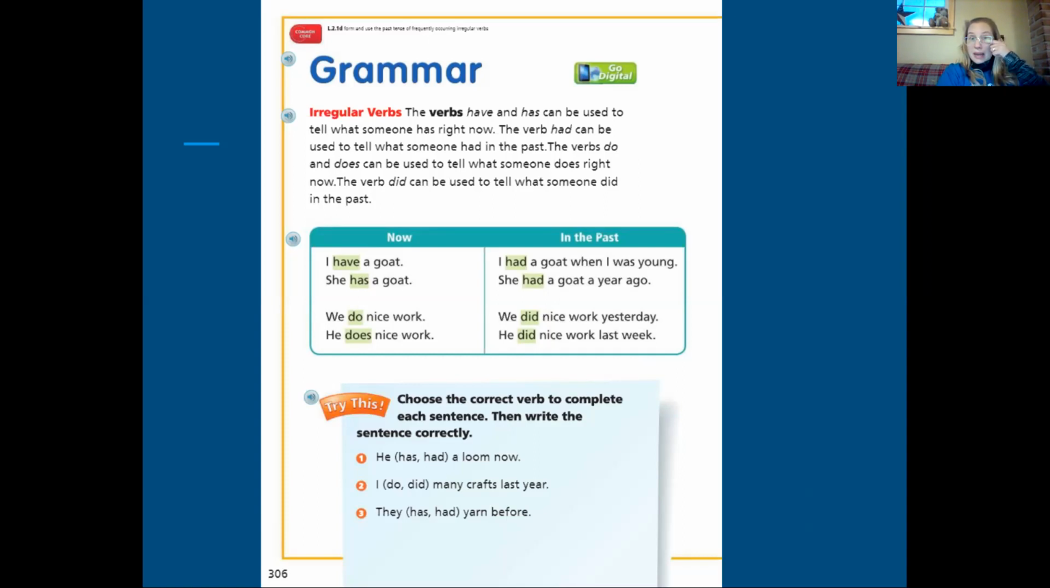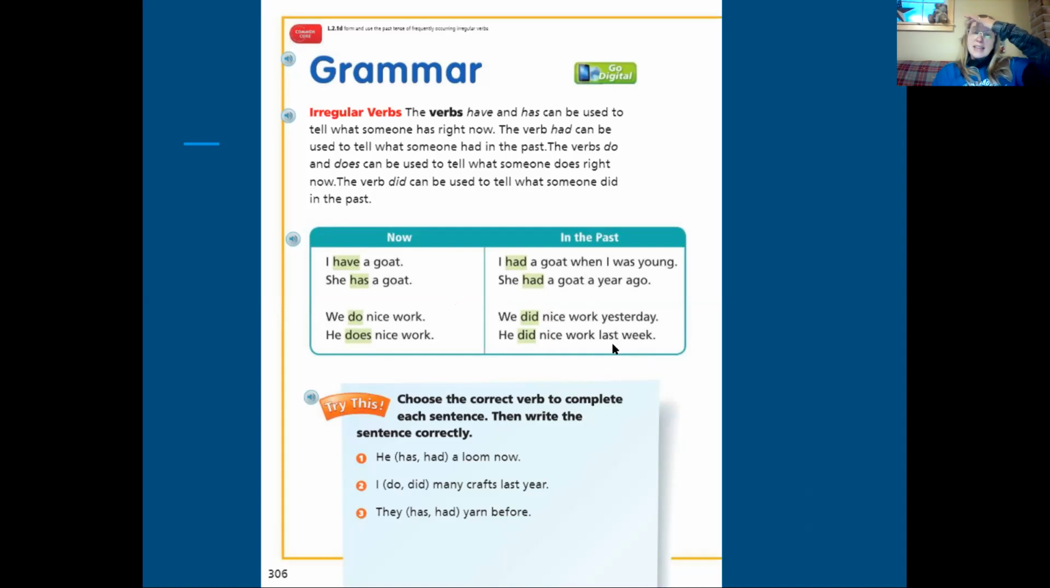So if you look at the example in the box, it says, now is the present. I have a goat. She has a goat. If we looked at it in past tense, I had a goat when I was young. She had a goat a year ago. Same thing down here in this example. We do nice work. Past tense, we did nice work yesterday. That context clue yesterday lets us know that's in the past. He does nice work. He did nice work last week.